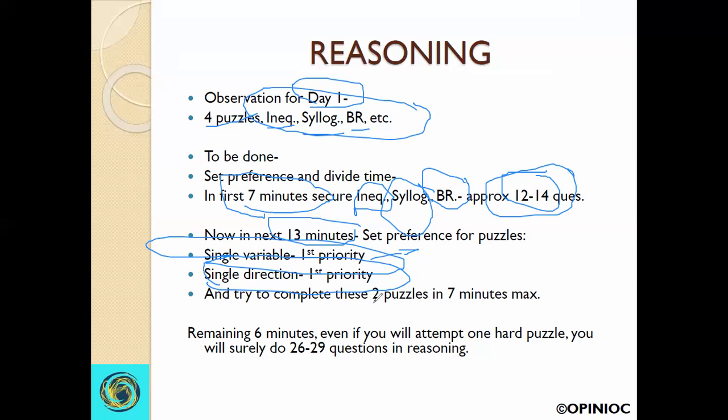For example, a square is given, four people are sitting at corners, four are sitting in the middle. Those who are sitting at corners are facing towards the center, and those in the middle are facing outside. Accordingly, you have to form that puzzle, and then answer those questions. These two puzzles will hardly take 6 minutes, not more than that.